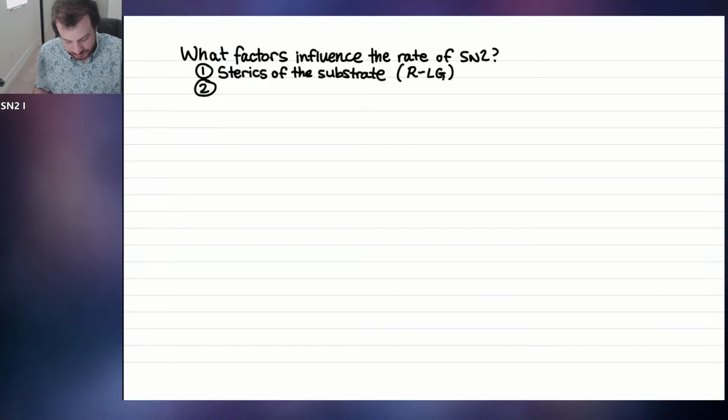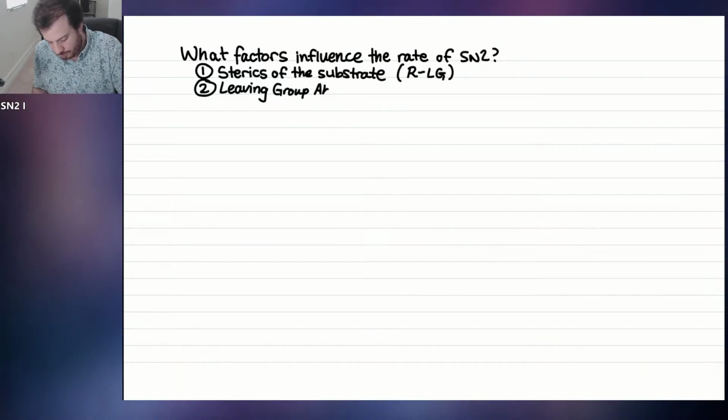The second thing that affects the rate of an SN2 reaction is leaving group ability. And this makes total sense, right? Not all leaving groups are the same. Some leaving groups are much better at leaving than other leaving groups. And so if the leaving group is really good at leaving, it's going to increase the rate of the SN2 reaction. We'll talk about what the best leaving groups are and what some of the more crappy leaving groups are.